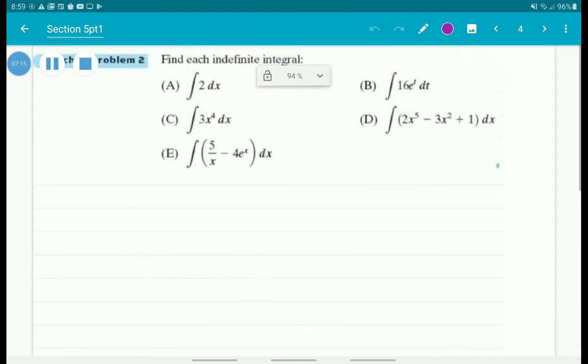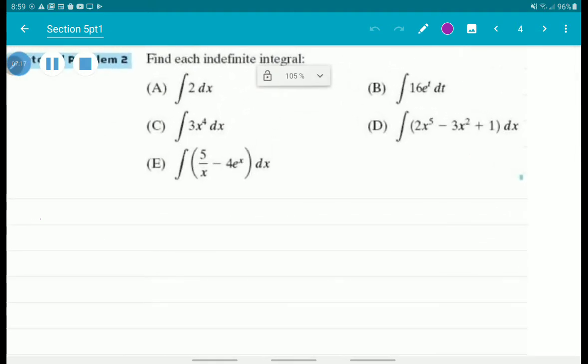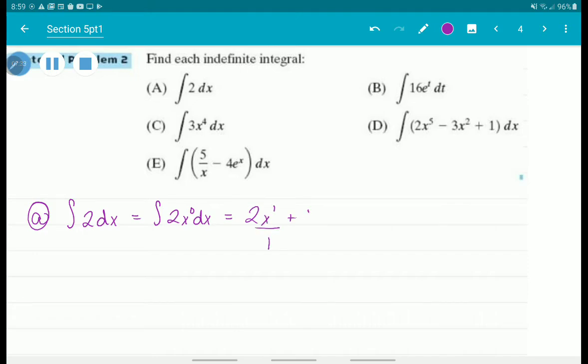Alright, so let's just work through a few problems. We want to integrate 2 dx. So we could think about this as 2x to the 0. This is going to be our power rule. We're going to add 1 to the exponent and divide by the new exponent. So we're going to have 2x plus c.